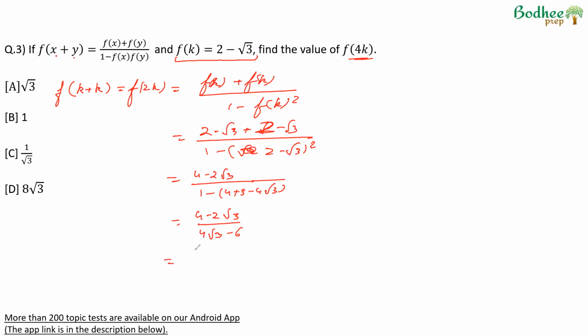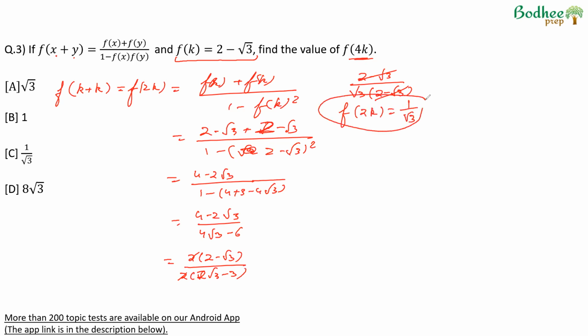Now, if we take 2 common from here, we'll get (2 - √3) / (2(2√3 - 3)). 2 and 2 get cancelled. And further, if we take √3 common from the denominator, we'll get 2 - √3 again. So this and this cancel out. And therefore, we can say f(2k) is nothing but 1/√3. This is a manageable sort of a term.